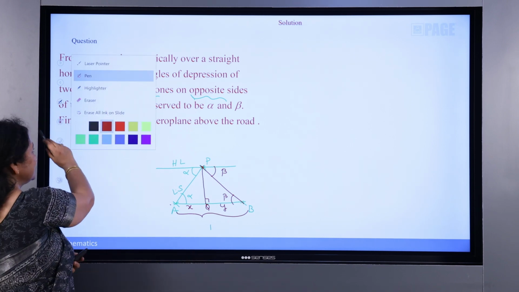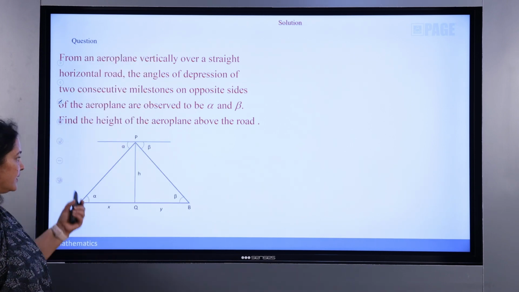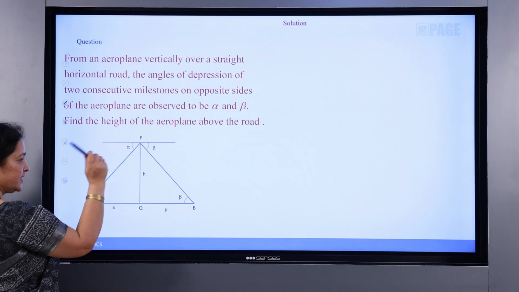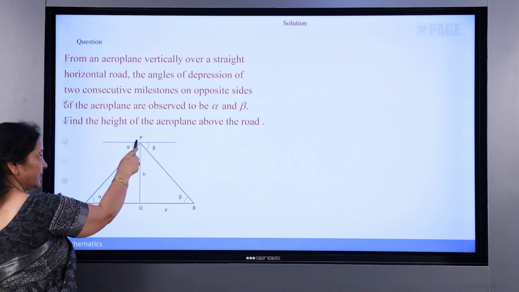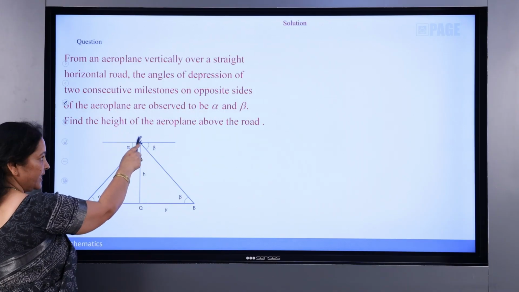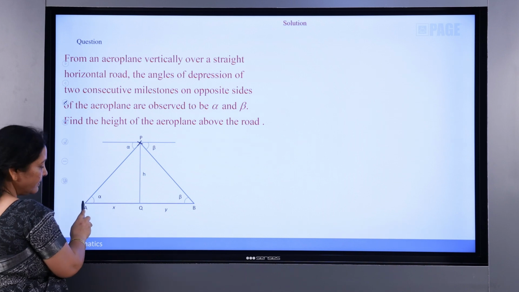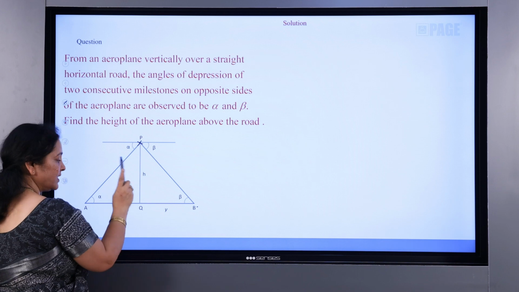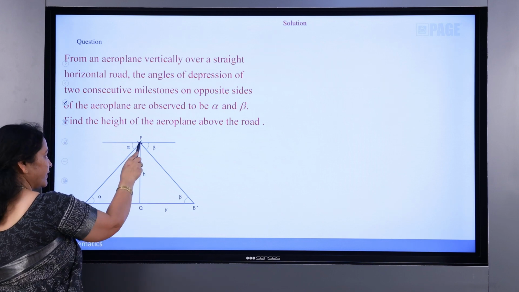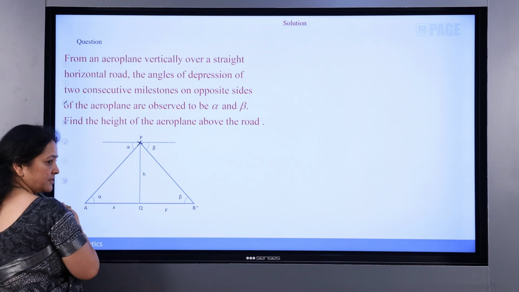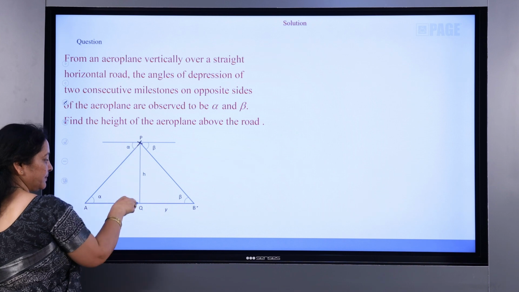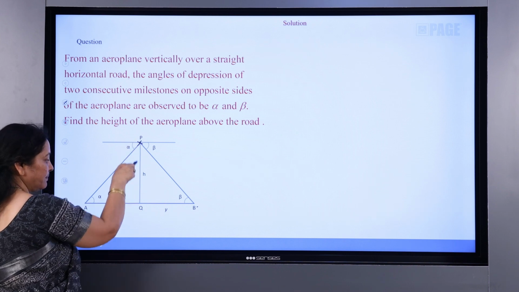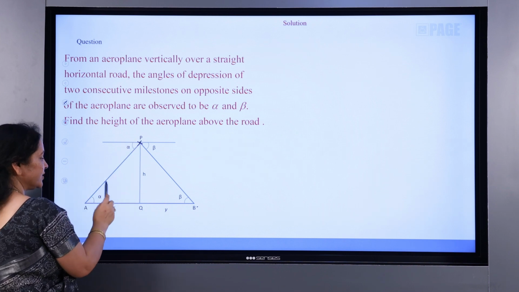Right? So all this, I'm going to just put it this way. Once again, this is the point of observation, that is from where? From the plane we are observing, there is one milestone here, one milestone here, and the distance between them is 1. That is, from P, if I drop a perpendicular, this is Q, right? Foot of the perpendicular is Q. I need to find the height of the plane from the ground. What are the conditions given?